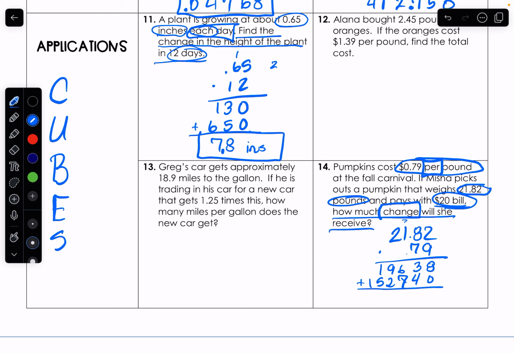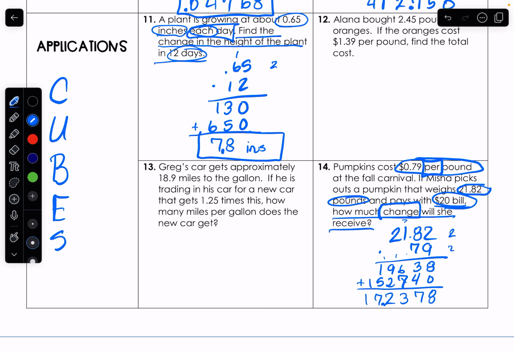Add these together. Let's see. Now 8, 7, 3, carry the 1. 11, 12, carry the 1. 7, 1. All right, now this is money, so we still got to keep in mind how this works, but we got 2 decimal places here, 2 here, so we're going to move our decimal all the way over here.